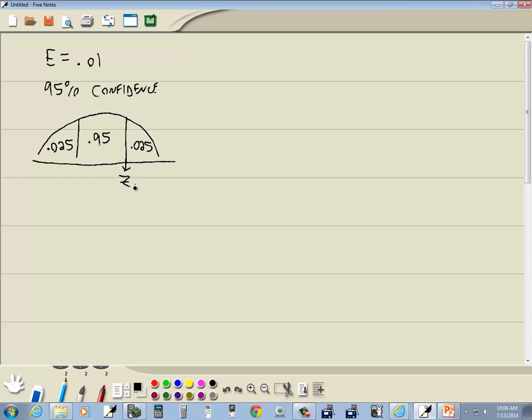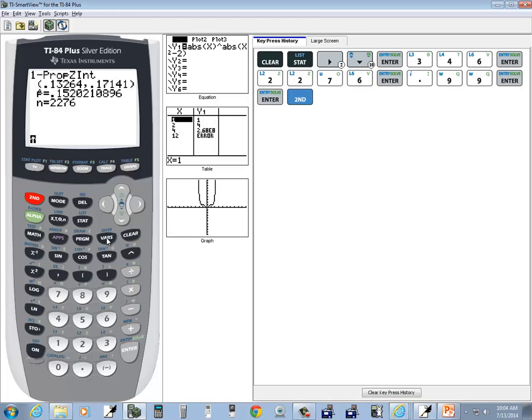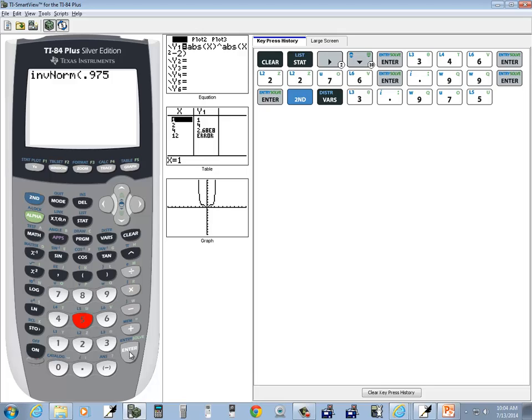Now what we need to find here is Z sub alpha divided by 2. This is our critical value. And to get that on our calculator, we're going to do INV norm. And looking at this line right here, we add up all the area to the left. The 0.025 and the 0.95, which gives us 0.975. Let's plug this in our calculator. So I'll do second vars. INV norm is the third one. 0.975. Enter. This is the tricky part here.